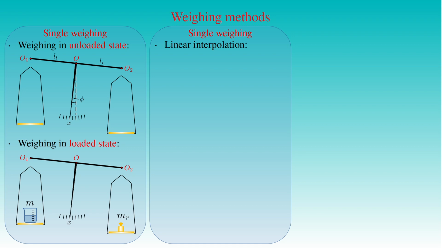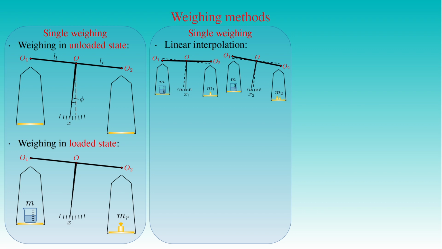Let us suppose that by using two different combinations of the series of weights of masses m_1 and m_2, we obtain the equilibrium positions x_1 and x_2 with the original equilibrium position x between them. Then the linear interpolation gives the equation stating that the ratio of the difference between x and x_1 to the difference between x_2 and x_1 is equal to the ratio of the difference between m_r and m_1 to the difference between m_2 and m_1. As a result, the mass m_r can be approximated as m_1 plus the ratio of the difference between m_2 and m_1 to the difference between x_2 and x_1, times the difference between x and x_1.